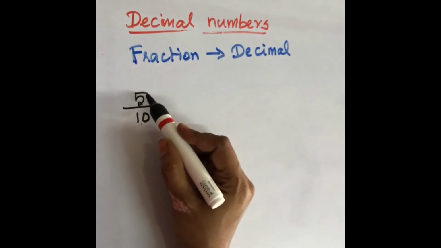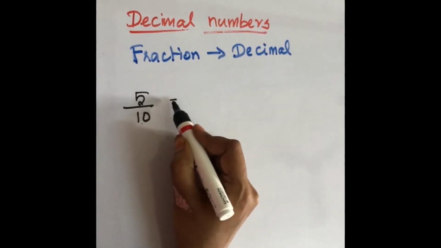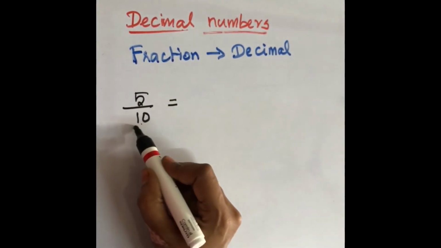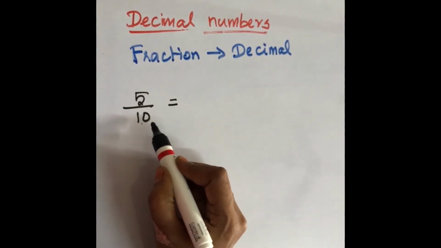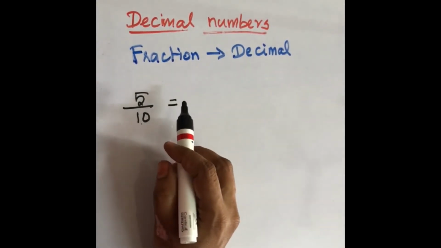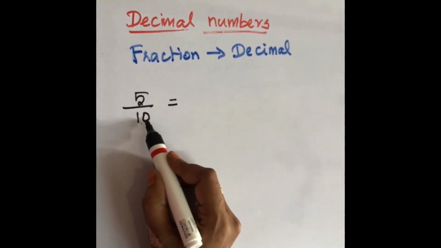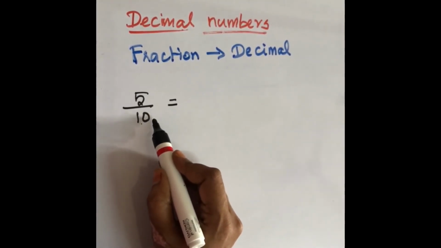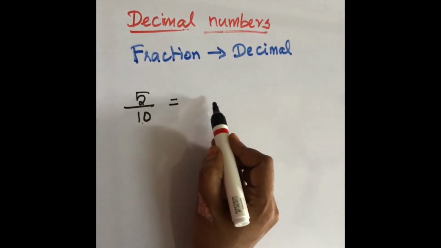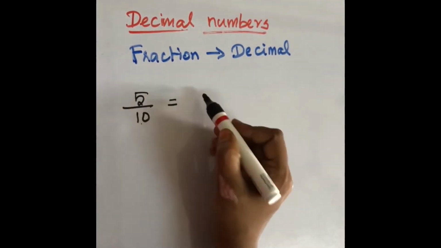So, 5 divided by 10, that is equal to, if 10 comes in the denominator, there should be 1 digit in the decimal part. If 10 comes in the denominator, there should be 1 digit in the decimal part.